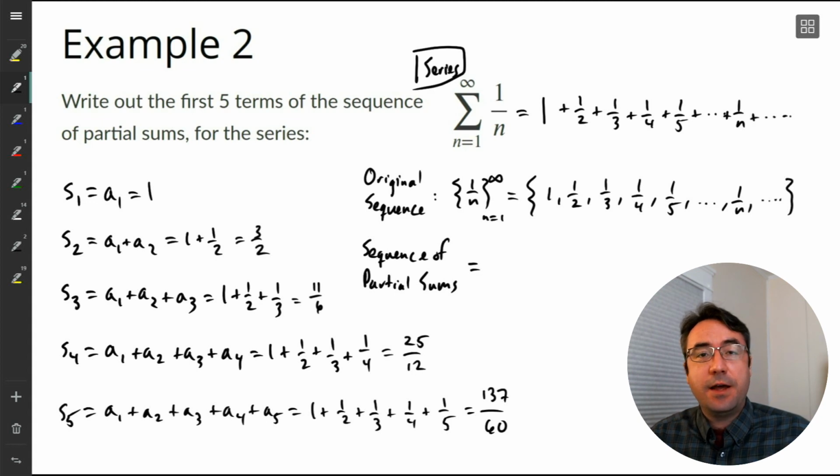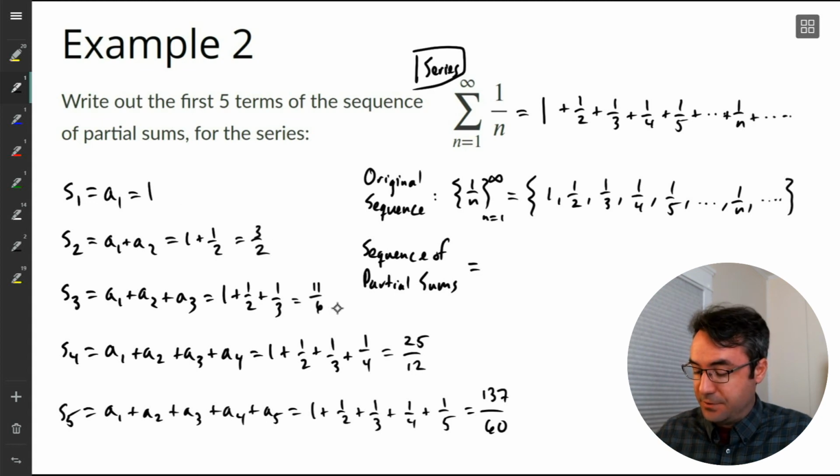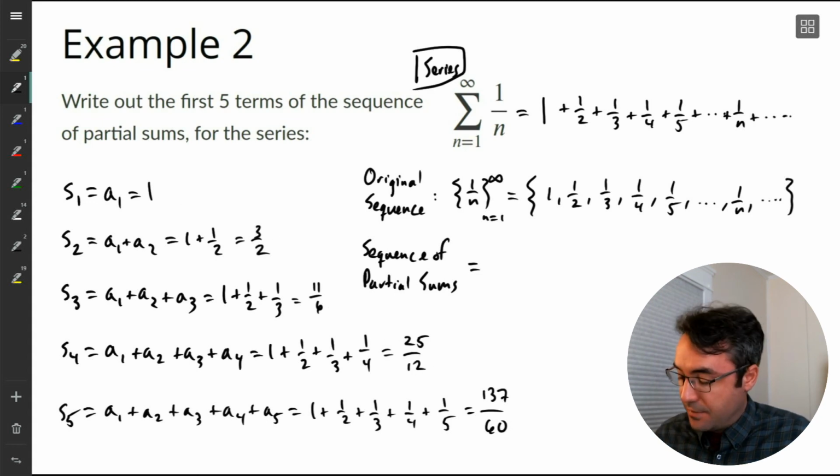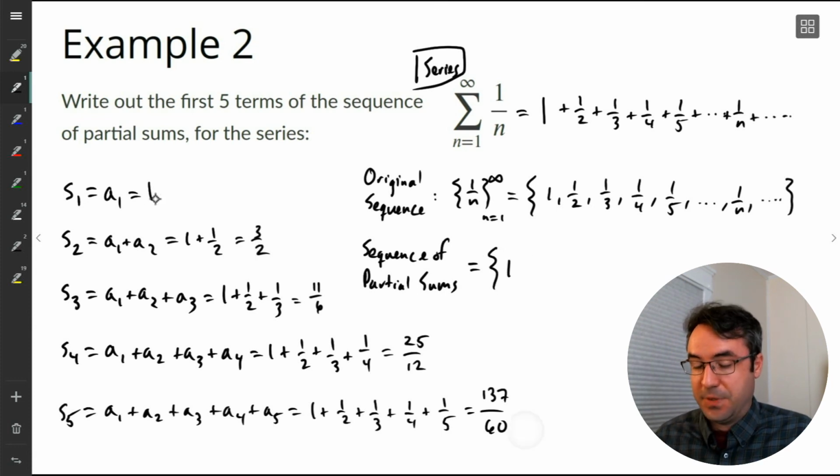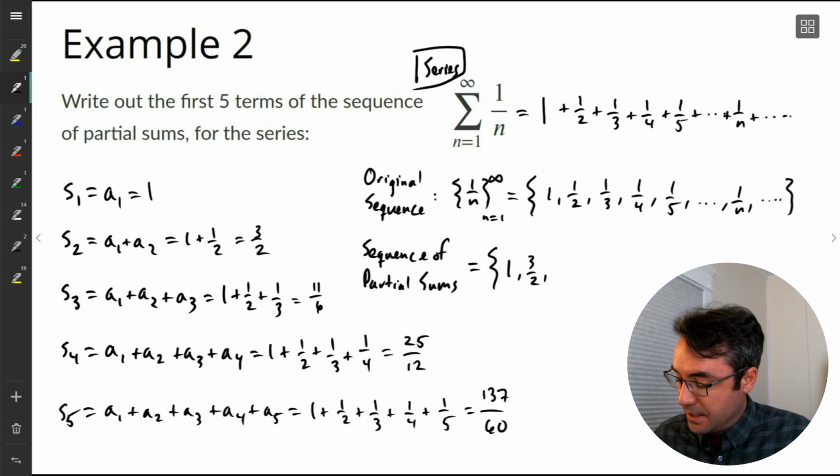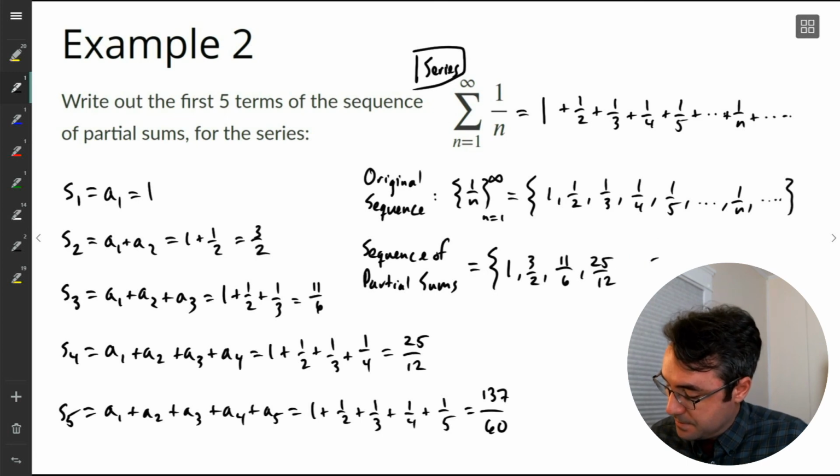And so what we've done is we've found the first 5 terms, simplified, of our sequence of partial sums. So the first term is 1. Here it is right here. Then it's 3 halves. Then it's 11 over 6. Then it's 25 over 12. And then it's 137 over 60. That's our 5th term. And then this just keeps going.